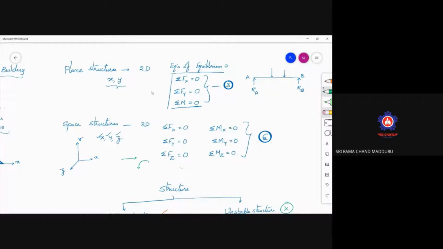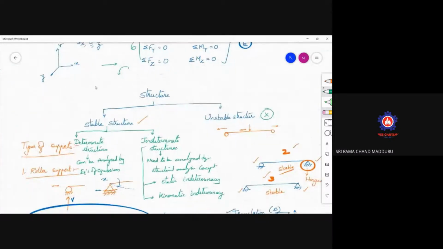So what is the point that you need to understand? For a plane structure, how many equations of equilibrium are available? For a space structure, how many equations of equilibrium are available? 6. So now when you understand a structure, it can be classified once again into stable structure and unstable structure.